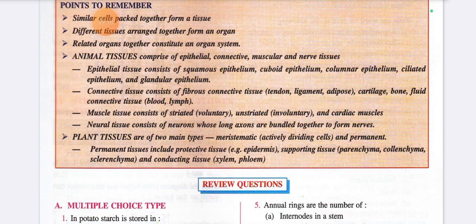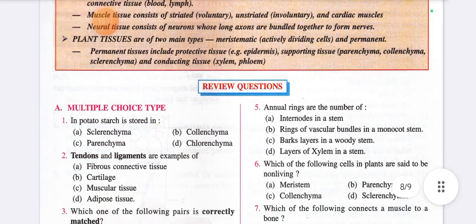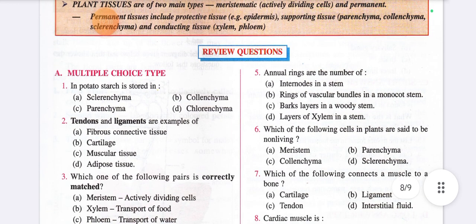Plant tissues are of mainly two types, that is meristematic and permanent. Meristematic is of three types. Permanent is of three types: protective, supportive and conducting. Permanent tissues include protective, epidermis, supporting, parenchyma, collenchyma, sclerenchyma, conducting, xylem and phloem. So, review questions. Here we are done with the chapter.